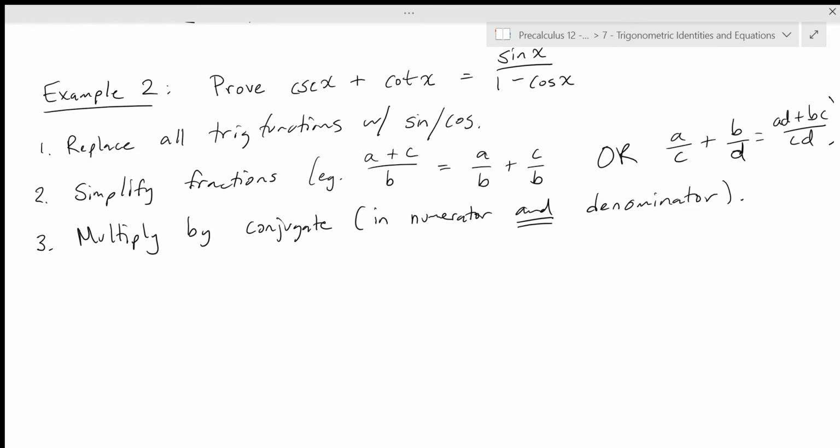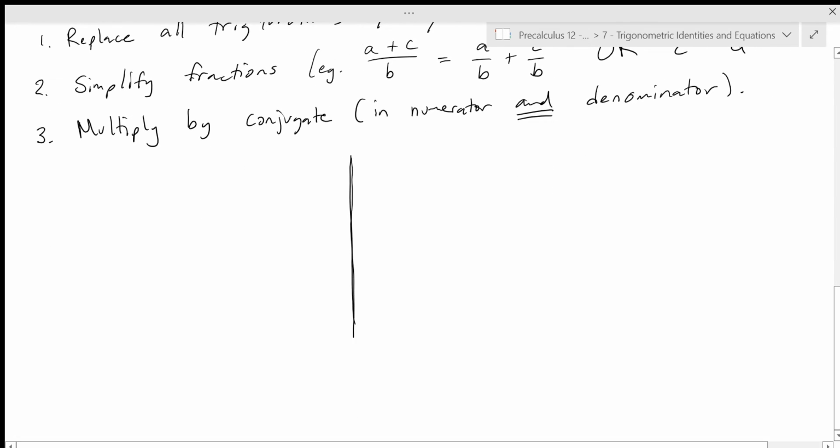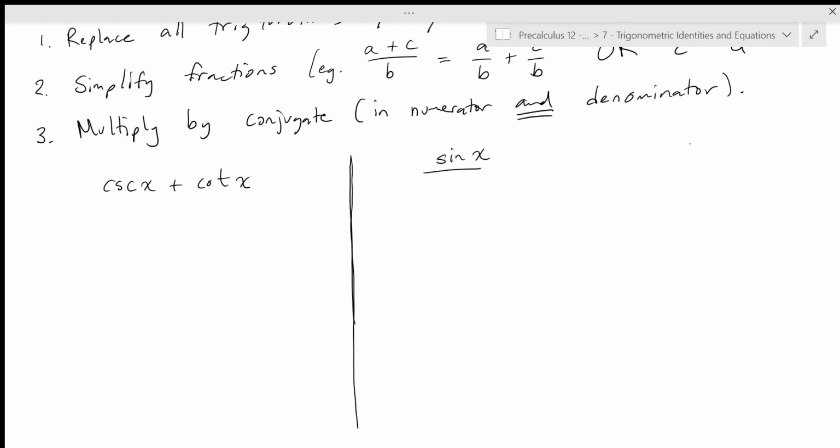Okay, so let's take our identity that we're trying to verify. The nice thing about verifying identities is you don't necessarily have to take one side and get it all the way to be the other side. What you can do is you can manipulate the one side, manipulate the other side, and then show that your results get to the same thing. And that's what we're going to do in this circumstance. So we have cosecant x plus cotangent x, and here we have sine x over 1 minus cosine x.